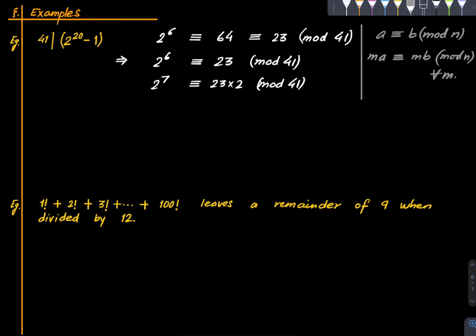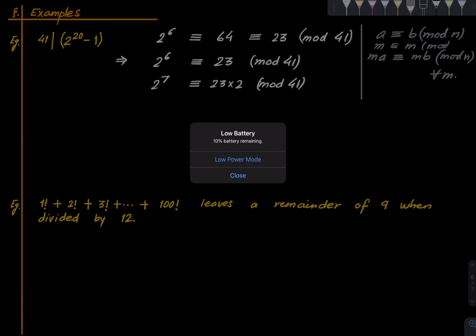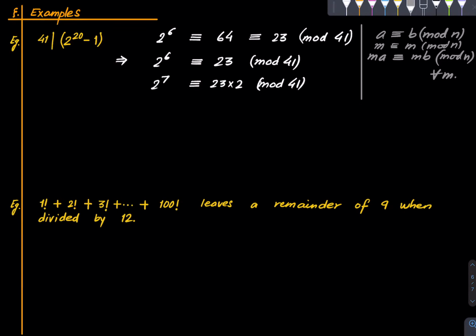This is all that I'm using, and this is very simple because you have m congruent to m modulo n trivially, and now you multiply a with m, you get ma, you multiply b with m, you get mb, and therefore you have that. So we can multiply both sides by a fixed integer, and that's what I did. I multiplied here by 2, I multiplied here by 2. So what is this? This is 46. So 2 to the 7 is congruent to 46, and 46 is congruent to 5 modulo 41.